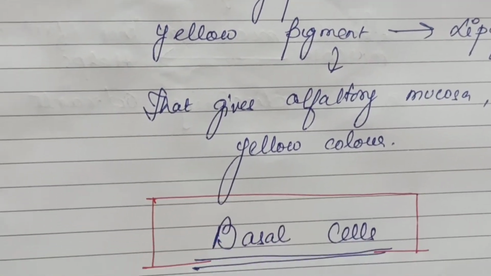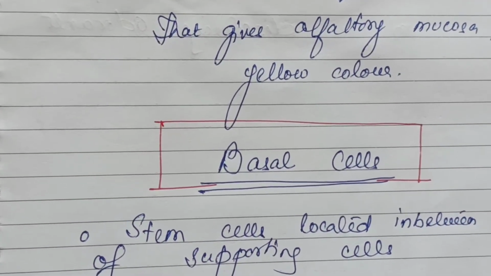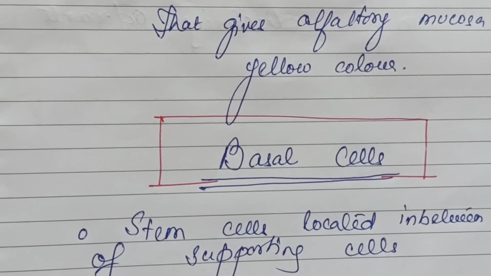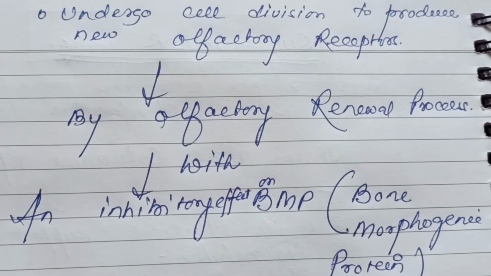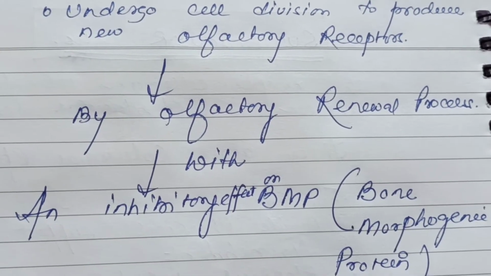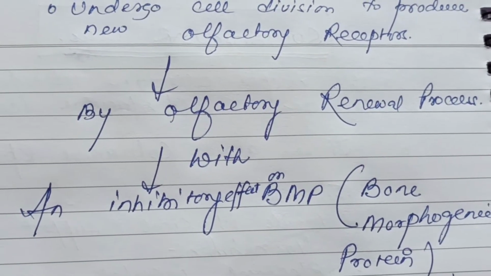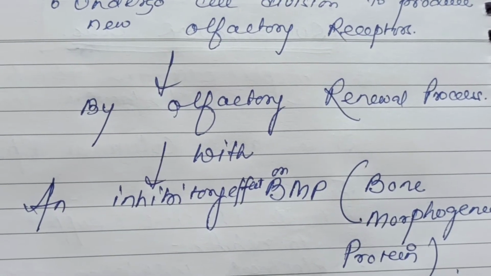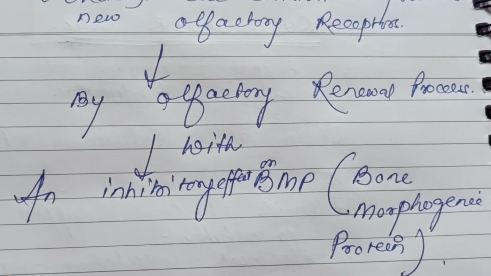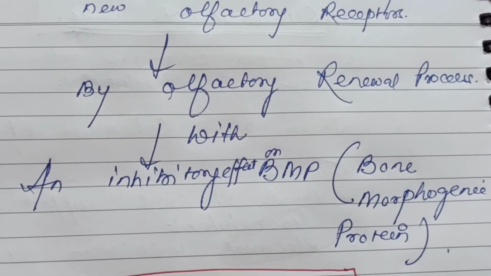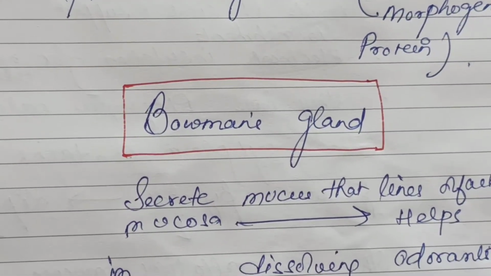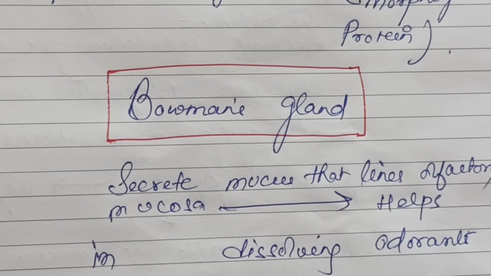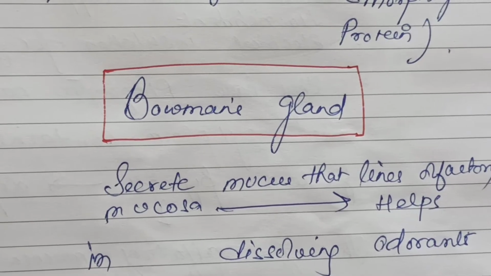Now moving on to the basal cells. What are the basal cells? These are the stem cells located in between the supporting cells. These basal cells, which are located along the base of these cells, undergo cell division to produce new olfactory receptors by a process known as the olfactory renewal process, with the inhibitory effect of BMP, that is bone morphogenic protein. Now Bowman's glands secrete mucus that lines the olfactory mucosa, and hence this helps in dissolving the odorants.